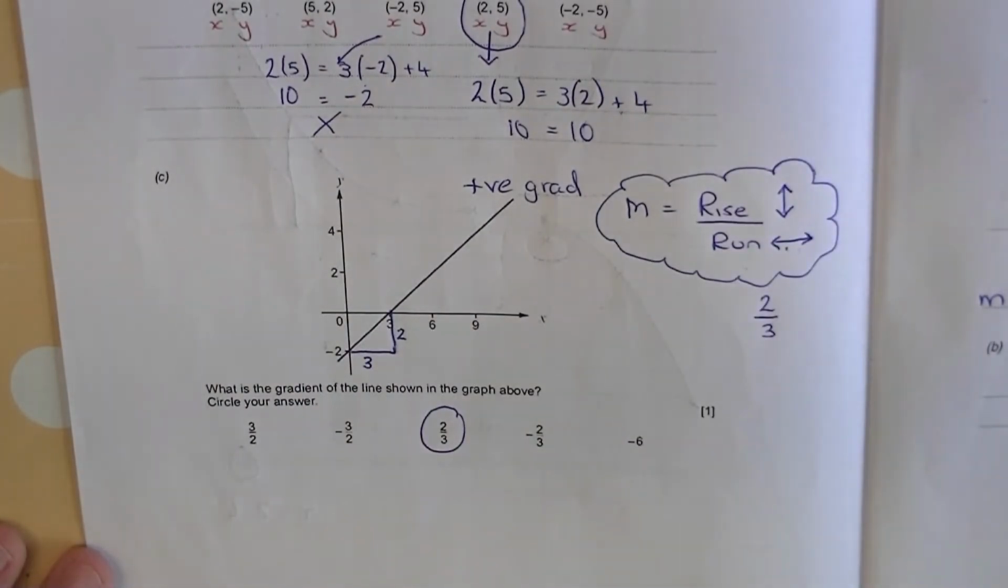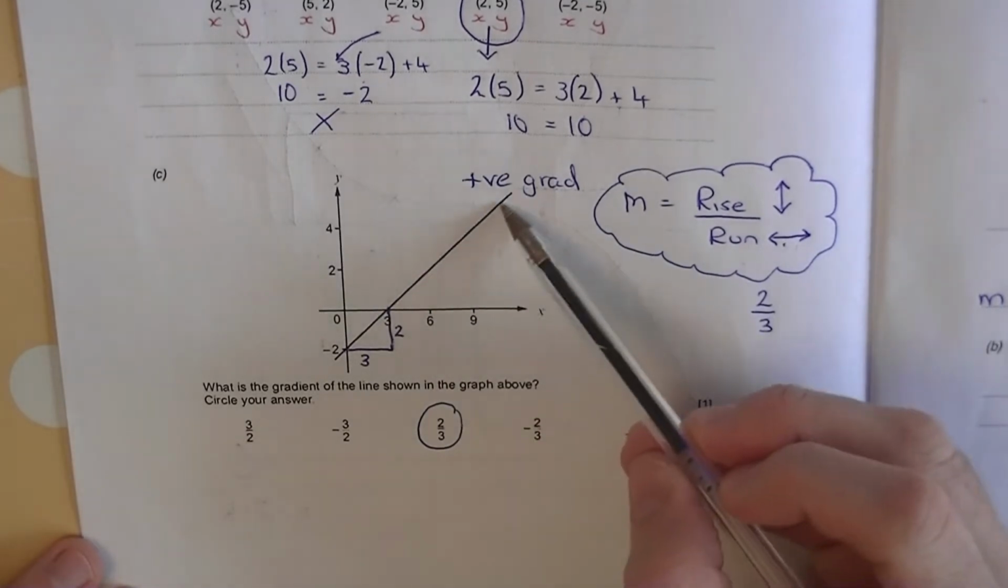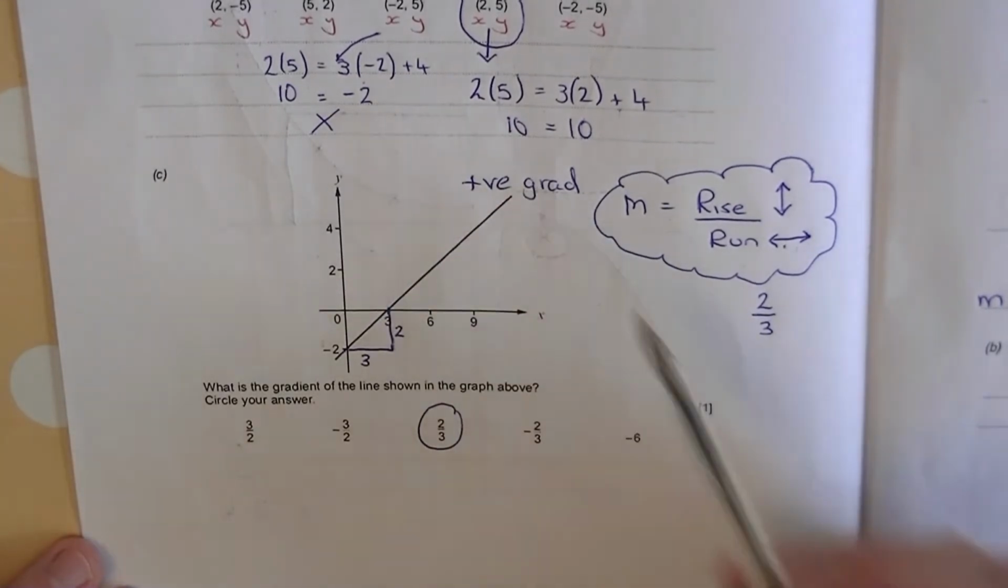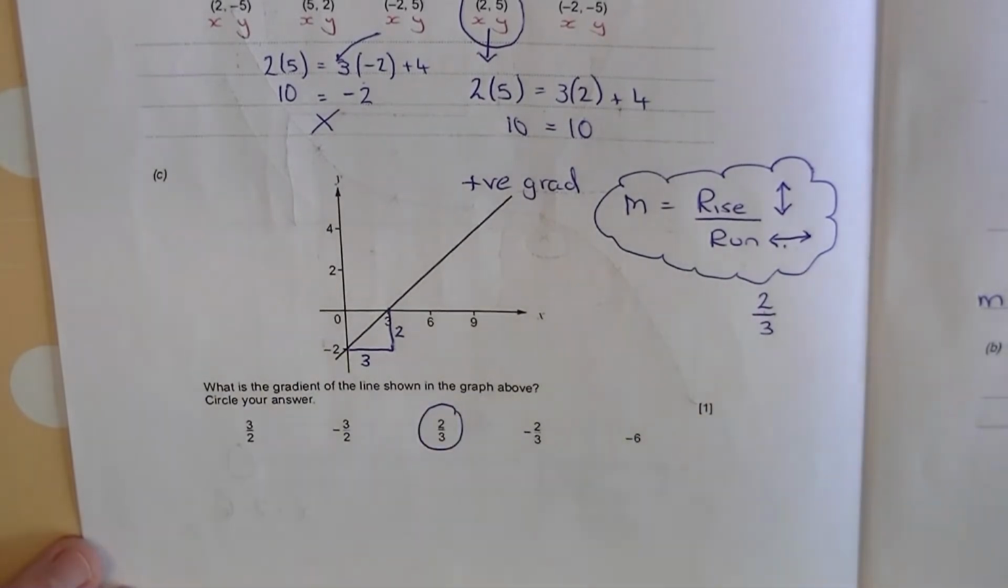Once I get the numerical size of the gradient, then I have to look, okay, but is it a positive gradient or a negative? In this case, the line is going up. So this is a positive gradient, so it's positive 2/3 as opposed to negative 2/3, which I've circled there.